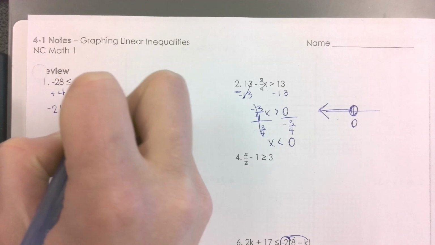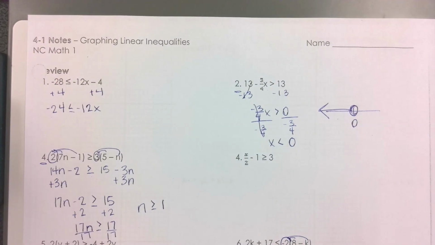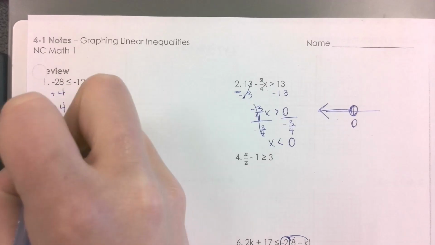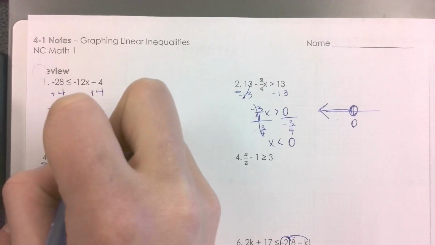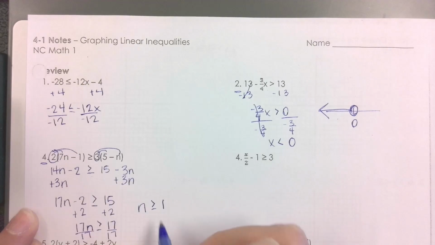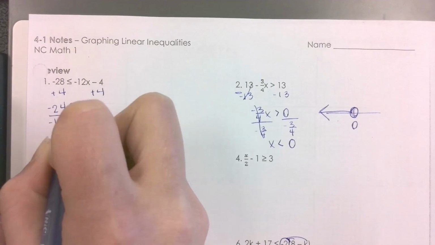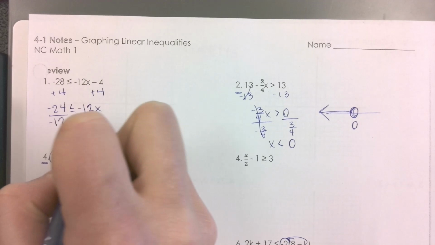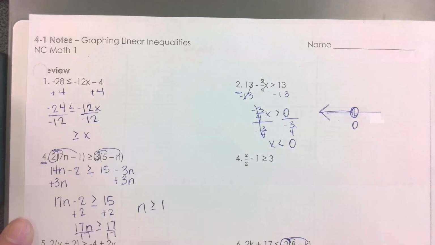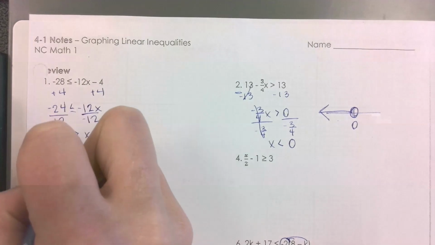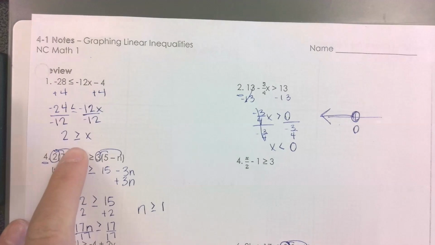Okay, buddy, what do we do from there? Divide by what? Negative 12. Y'all, when you divide by a negative, what do you have to do with your inequality? Flip it. So instead of a less than, we're going to have a greater than or equal to and an x. What's negative 24 divided by negative 12? 2. Do we like it to be written like this?